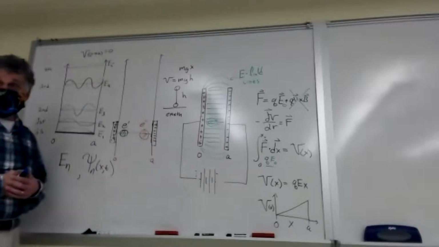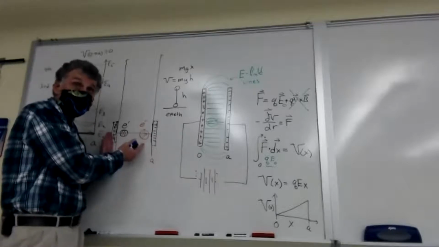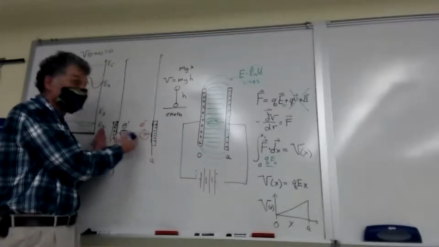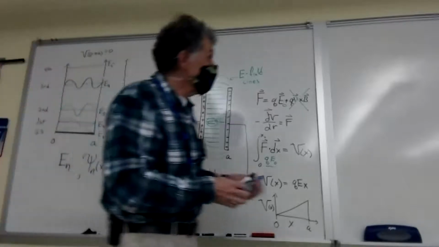So there are two ways to try to find the solution, the quantum mechanical solution for an electron placed between two plates in one dimension, right? And so let's see if we can figure that out.